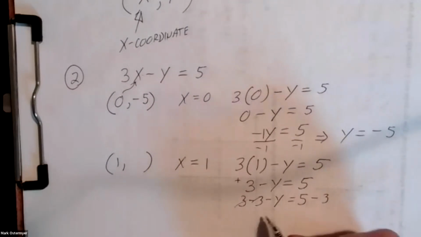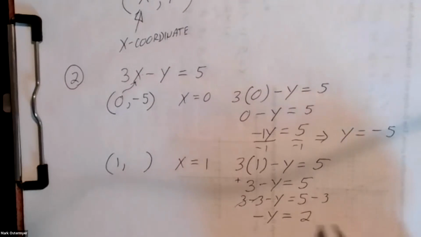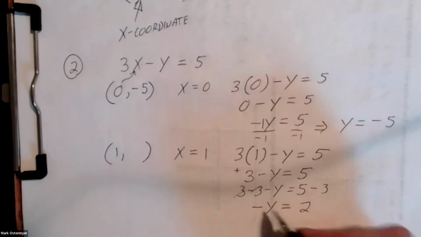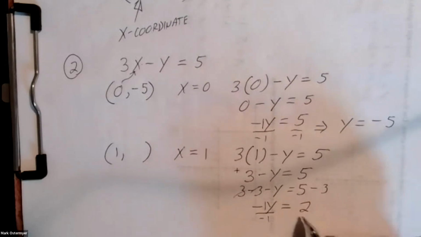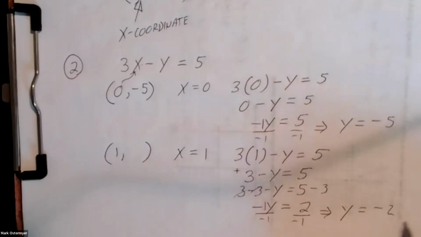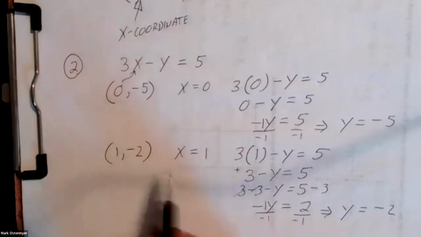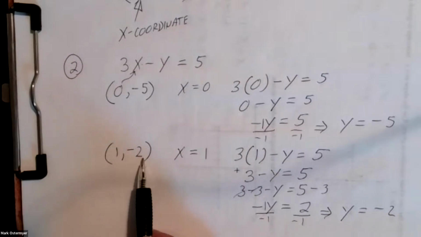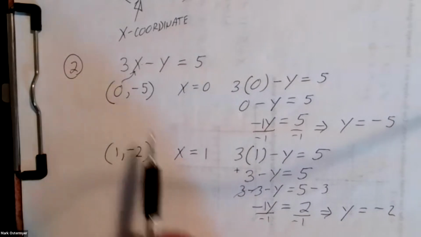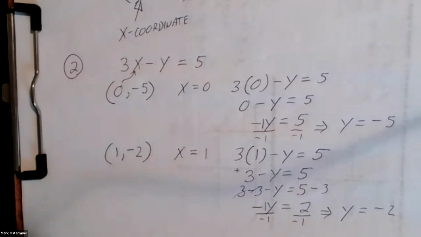3's drop out on the left, leaving you with negative y. And 5 minus 3 on the right side is 2. Divide both sides by negative 1, and we walk out of this with y having a value of negative 2. So if x is equal to positive 1, y has got to be equal to negative 2 in order for this ordered pair to be a solution to this linear equation. Any questions how we completed that ordered pair there?